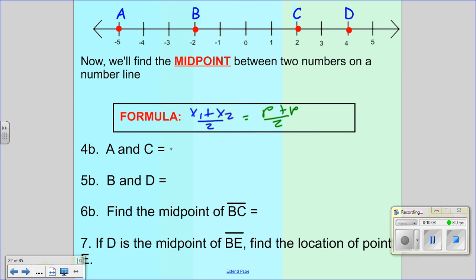Alrighty. So we're using A and C again for the first one. So A is located at -5 plus C located at 2 all over 2. So take it in steps. -5 plus 2 you have to do first. So -5 plus 2 will give me a -3 over 2. So now you would take -3 divided by 2 and you would end up at a -1.5. So -1.5 would be the midpoint between A and C.